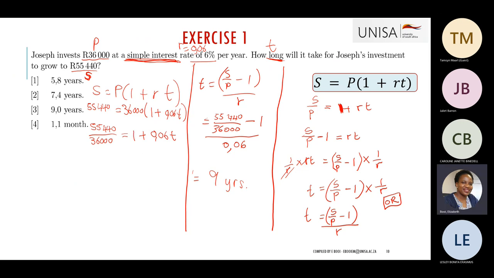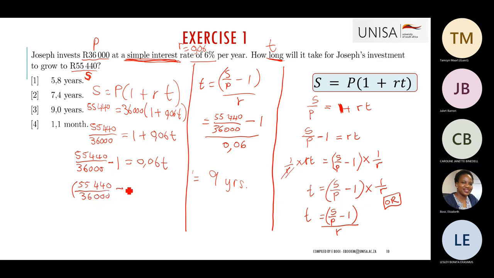Now we want to move the 1 to the other side. So we'll be left with 55,440 over 36,000, minus 1. I'm not even solving it. You can see that I am just manipulating the equation without even getting the answer. All right. T, and now I can put everything into a bracket: 55,440 over 36,000. I forgot the zero there. Minus 1.